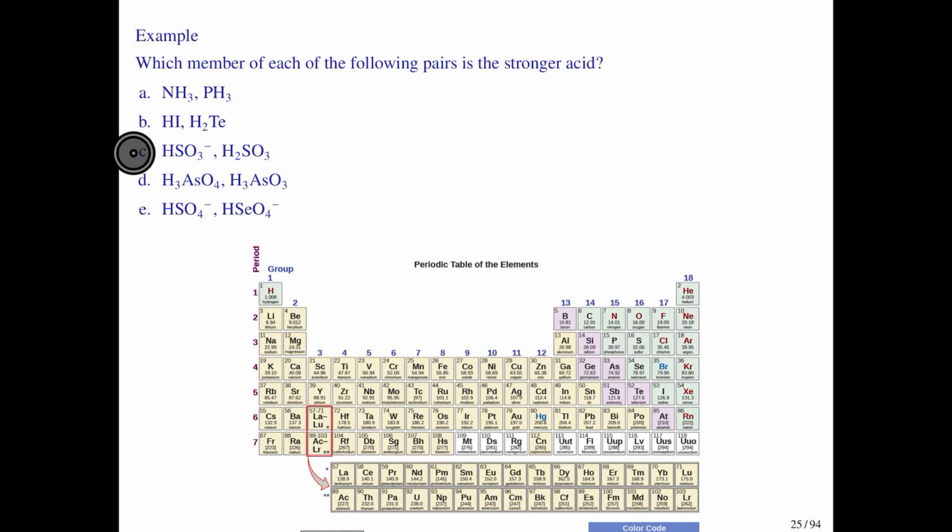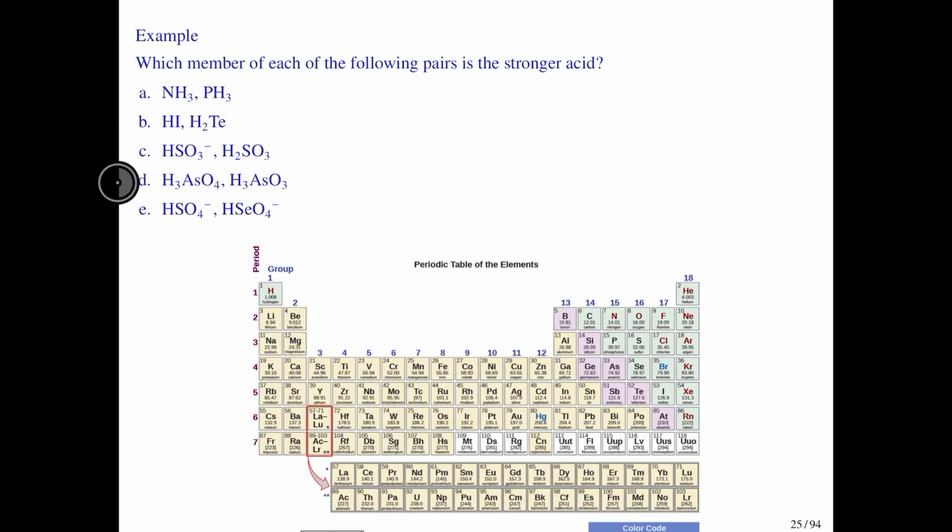In part C, we have the hydrogen sulfite ion compared to sulfurous acid, and we'll recognize these two as being members of a polyprotic acid family. The rule there is that the neutral species is going to be more acidic than the anion. So sulfurous acid is going to be a stronger acid than the hydrogen sulfite ion.